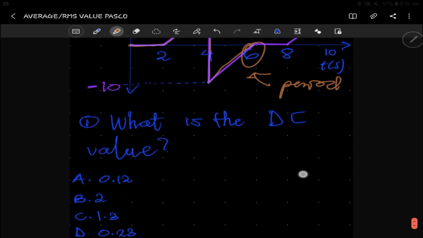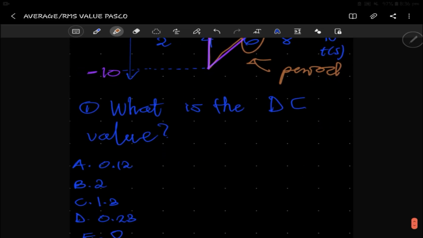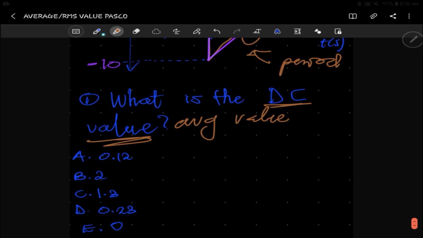Okay. So the first question we ask on this is, what is the DC value? The DC value in this sense is basically the average value, right? So what you're asking us to find is basically the average value, right? So we know the parameters we need now to find that, right? Okay, so let's see. So basically we are supposed to find the area under the curve, right? And then we divide it by the period, right, to give us the average value.